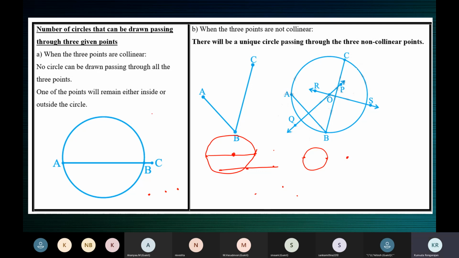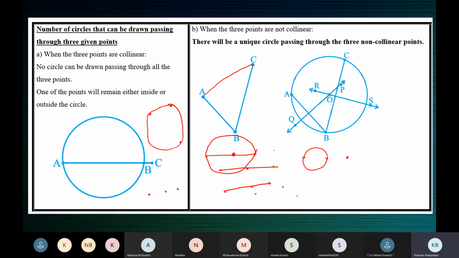Now, when the 3 points are not collinear, there is a unique circle. There is one and only one circle, because when the 3 points are not collinear, they form a triangle. When the 3 points are collinear, no triangle is formed. You can connect them by a straight line. When the 3 points are collinear, no circle can be drawn passing through all the 3 points. You can draw a circle, but one of the points will lie either inside or outside the circle.